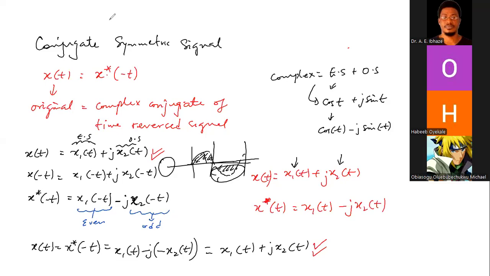Yes, sir. Okay, so now let us look at the conjugate anti-symmetric signal.